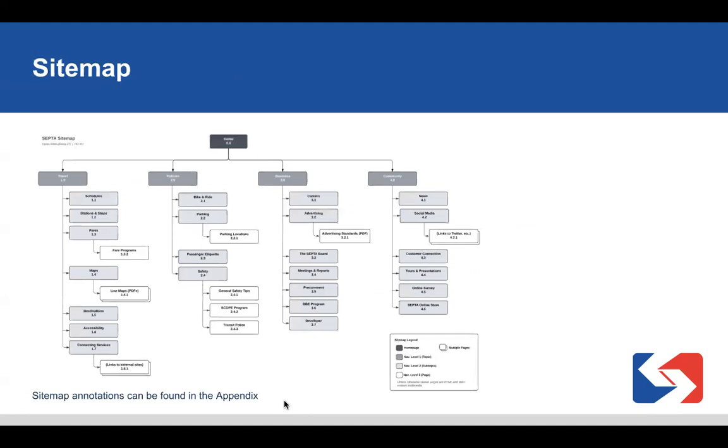So let me talk a bit about the sitemap. Initially, the main navigation for the SEPTA website had a lot more than 4 main topics. I think it was maybe 7 or 8. And so through the card sort, I was able to pare that down and group the categories to condense both the content and also the number of options.